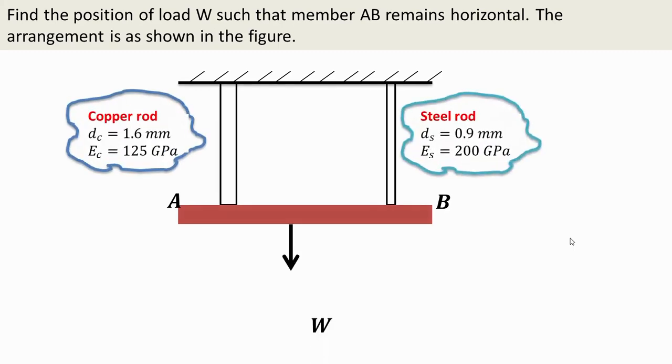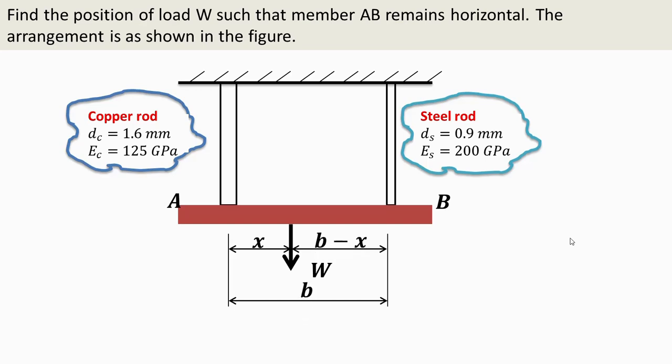Find the position of load W such that the member AB remains horizontal. The arrangement is as shown in the figure. Suppose the load is applied at a distance of x from this particular support. So, the remaining distance will be B minus x. This bar has to remain horizontal.